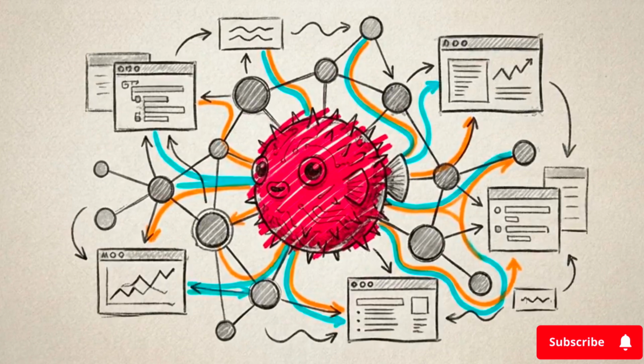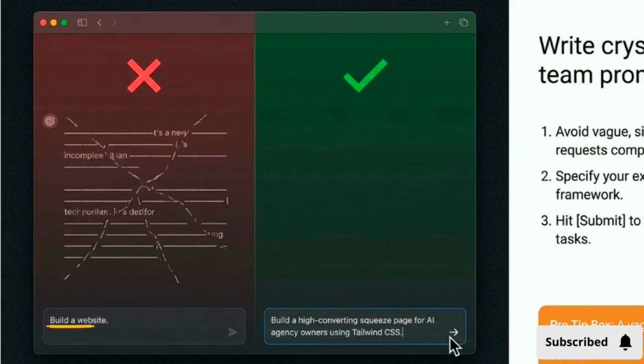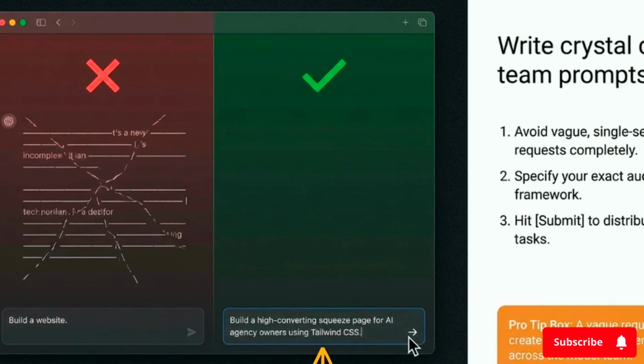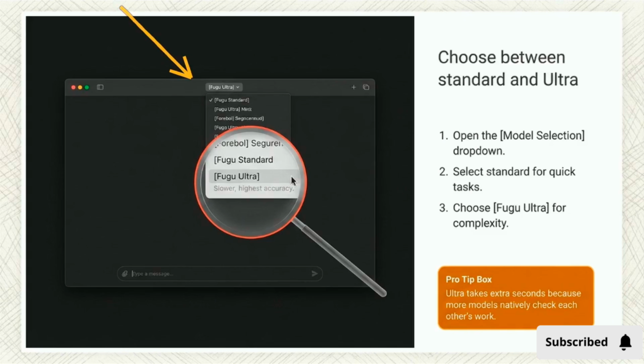When it is time to generate, a vague command like "build a website" creates a messy, inefficient split across the model team. Instead, specify your exact target audience and define the code framework, like Tailwind CSS. Before you submit the prompt, open the Model Selection dropdown and switch to Fugu Ultra. This forces the system into its highest complexity tier.